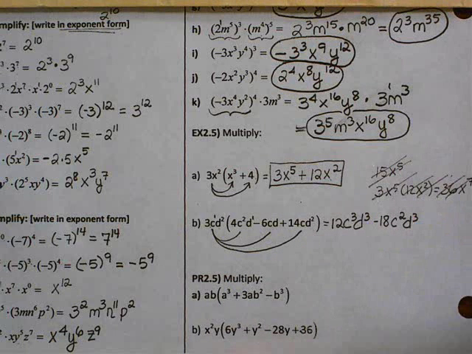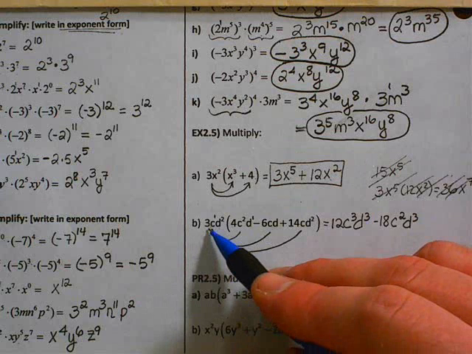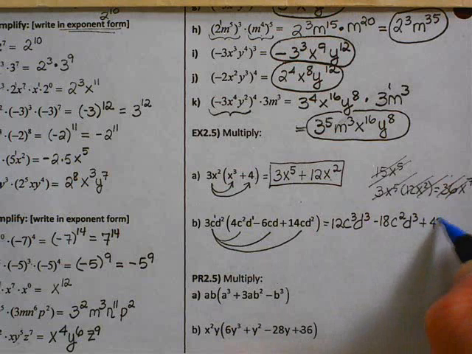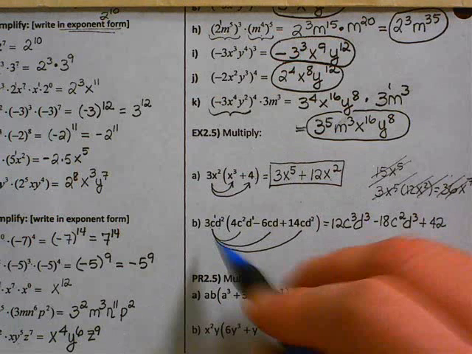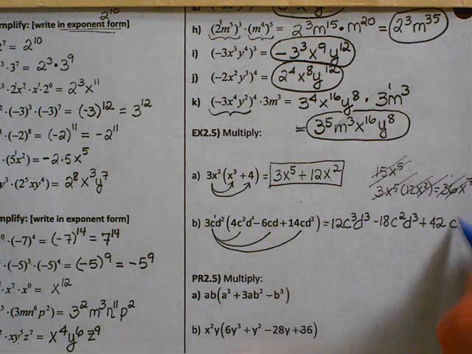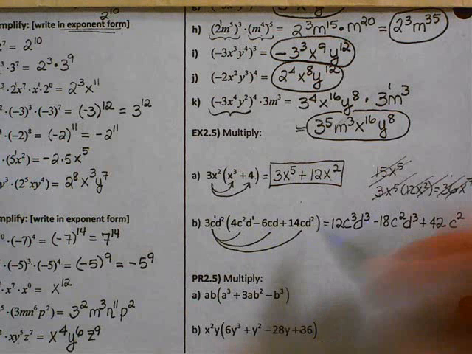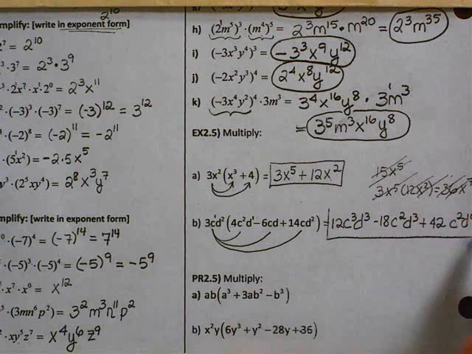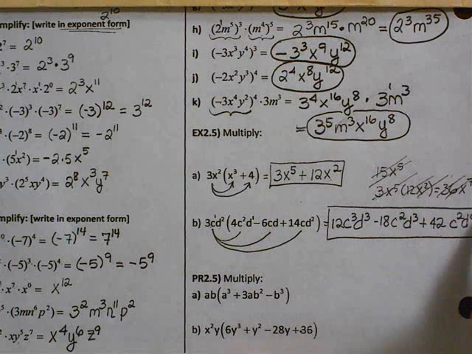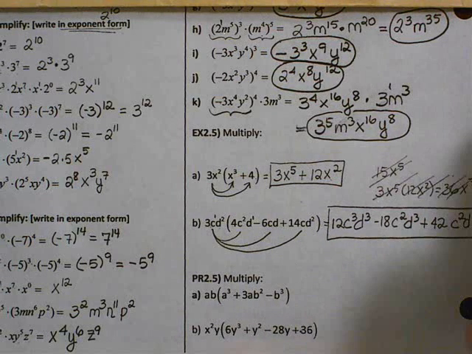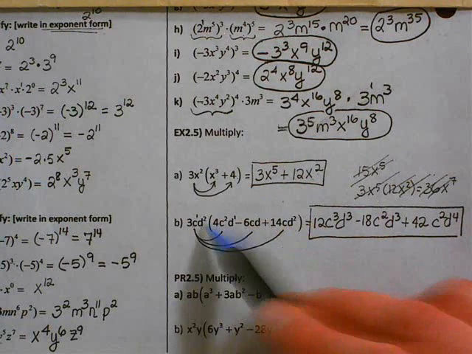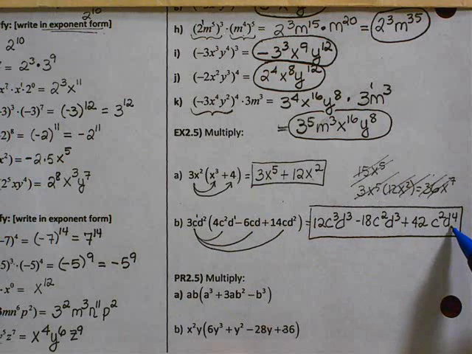Next one. 3 times 14 is 42. c times c is c squared. And d squared times d squared is d to the 4th. And that's my answer for this problem. And I'm sorry, I covered the 4 there, so here is uncovered. So when I did d squared times d squared, I got d to the 4th right there.